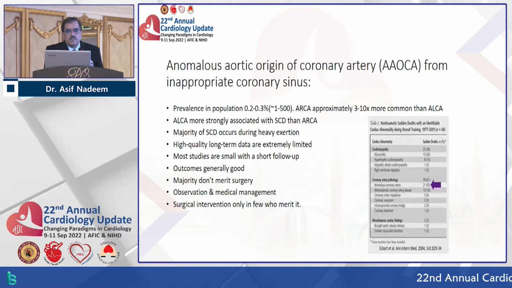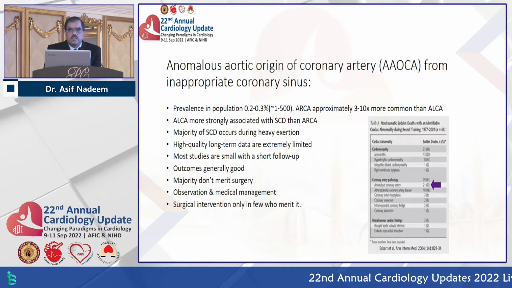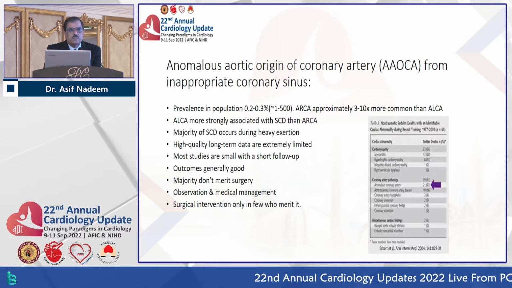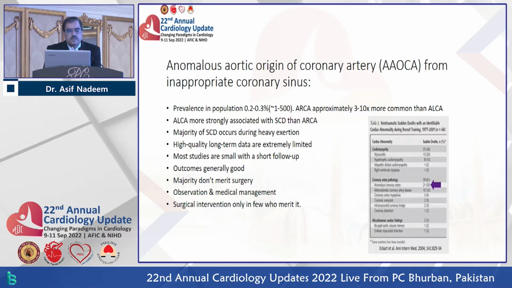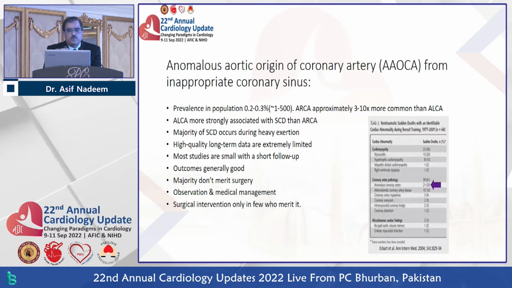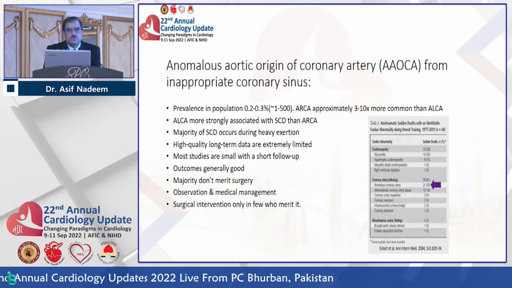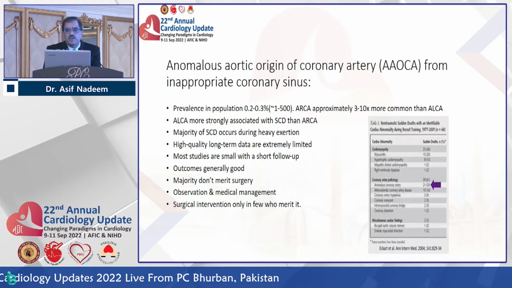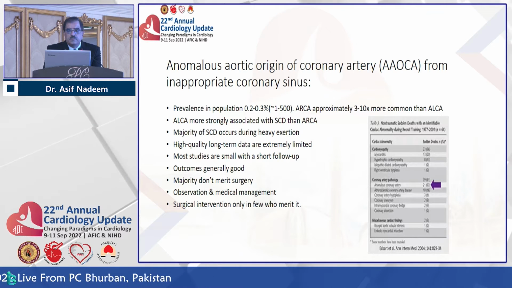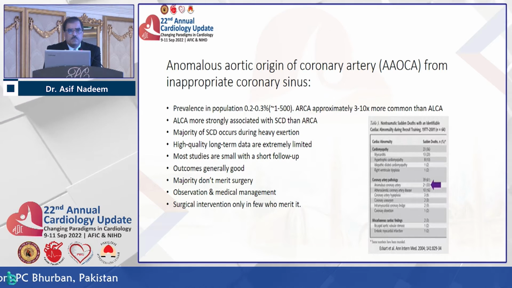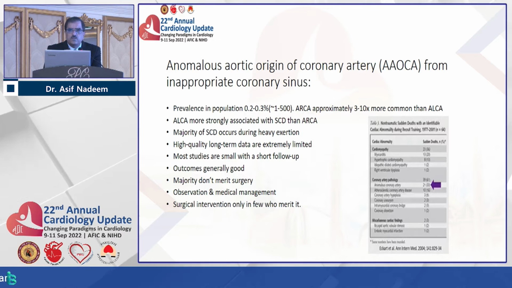So anomalous origin of coronary arteries, left arising from the right or right arising from the left. We'll be discussing this in today's talk. The prevalence in the population is around 0.2 to 0.3%. So you can have 1 in 500. Anomalous origin of the right coronary artery is approximately 3 to 10 times more common than anomalous origin of the left coronary artery from the right.